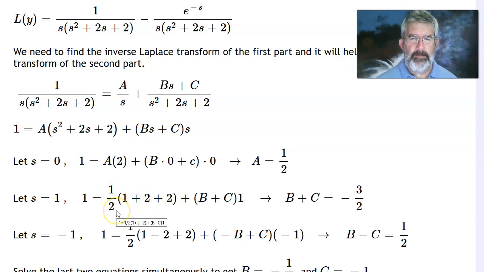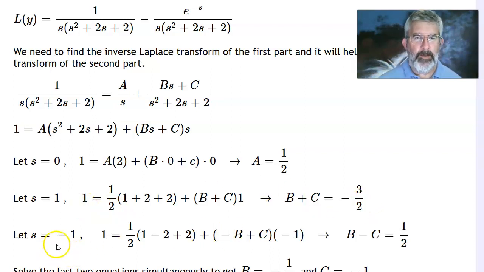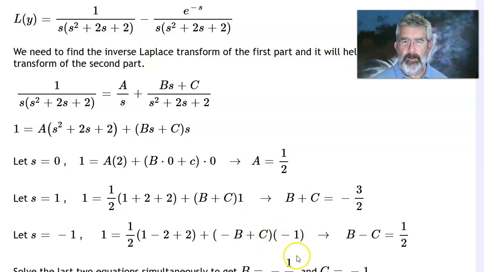So 5 halves. Subtract it off from the 1, so that's a negative 3 halves. Then I'm going to plug in a minus 1. So plug in a minus 1, I get a 1 on this side. The a is still a half. 1 minus 2 plus 2, and this is minus b plus c times minus 1. And so distribute the minus 1, b minus c is equal to, get all those numbers together there, it's equal to a half.